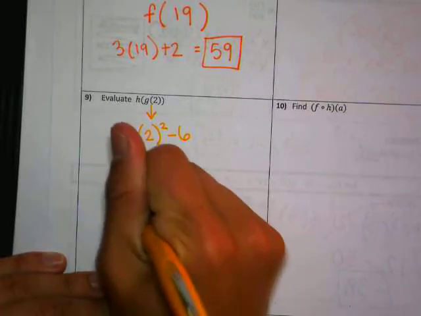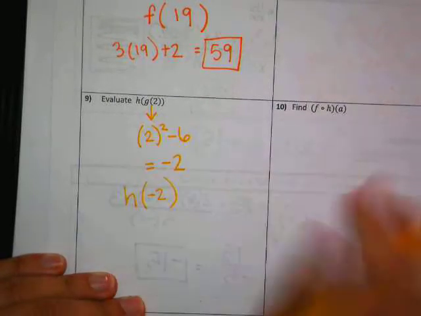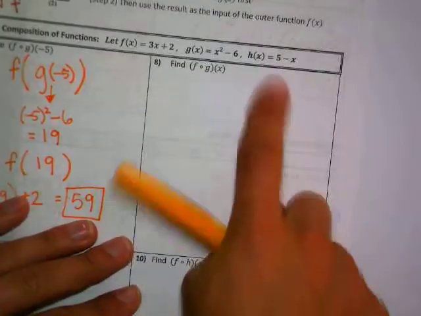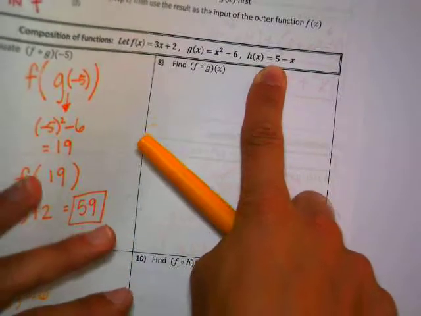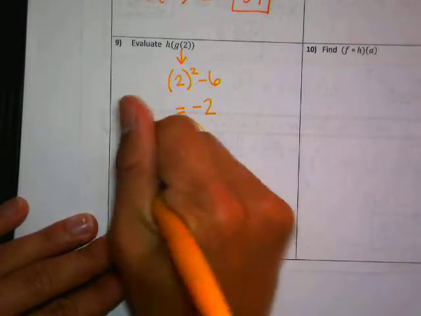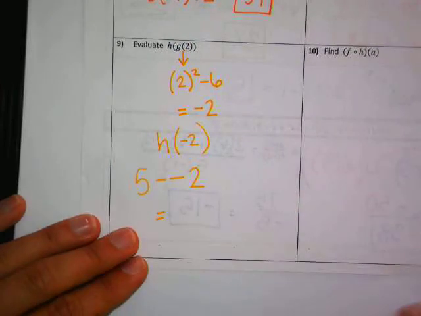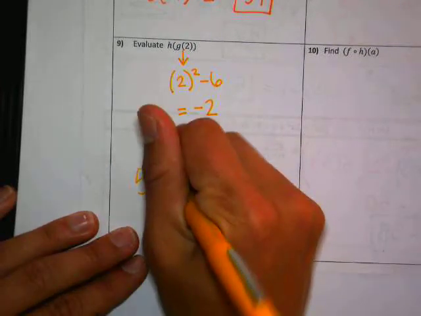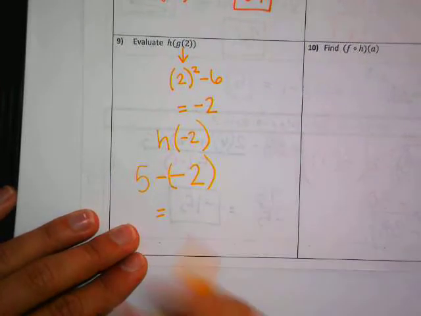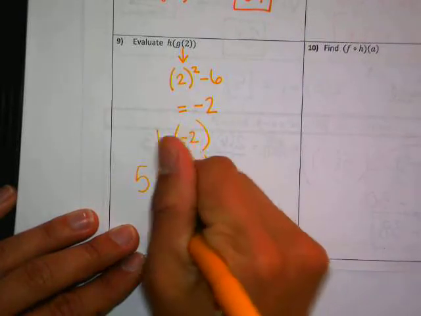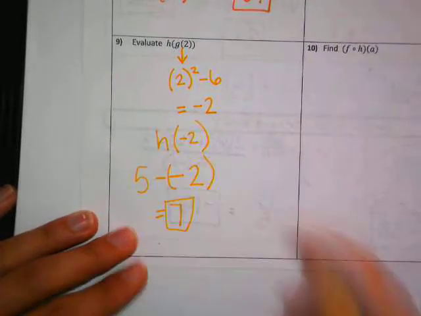Right, and so now I do h of negative 2. And the h function is right here, 5 minus x. 5 minus negative 2, so positive. So 5 plus 2. It wouldn't need to be in parentheses, but you can, it won't affect it though, because you're still subtracting. It'd be 5 plus 2, which equals 7. Very good. 5 plus 2, which gives you 7.